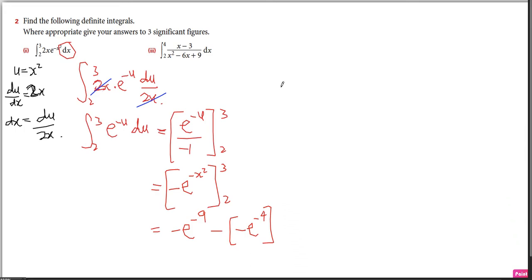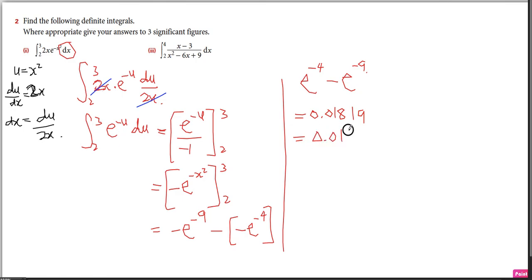Okay, so I'll rewrite here. So this is, that's negative in terms of 3SF. So this is, and that I got from calculator 0.01819. So 3SF should be 0.0182. Okay, 0.0182.